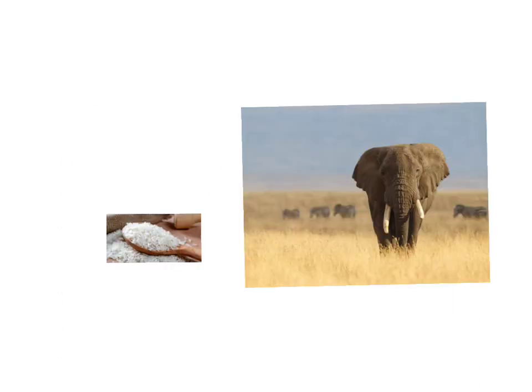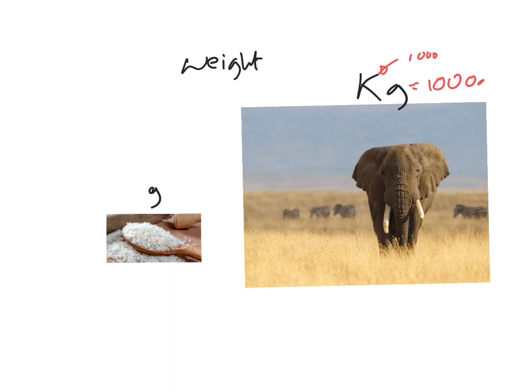Let's have a look at some weight now. And let's remember, we have grams and kilograms. Kilo is 1,000. So kilograms literally means 1,000 grams. Grams are used for measuring small things like ingredients, piles of rice or an amount of flour, for example, whereas kilograms are much bigger things like elephants, cars, people. If you can't pick it up in your hand, we'll measure it in kilograms.